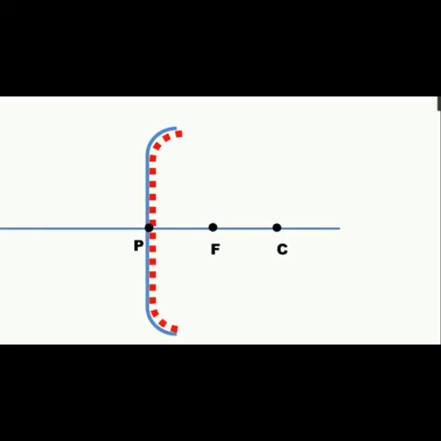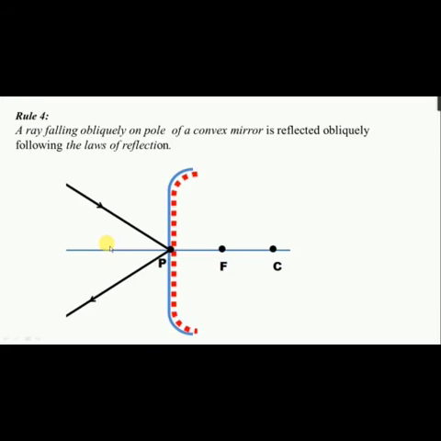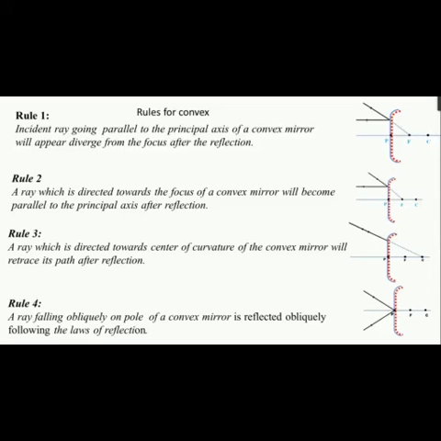And rule number 4, a ray going obliquely to the pole of a convex mirror will get reflected obliquely following the laws of reflection. So this angle and this angle should be equal. So for this also it will get reflected obliquely, and for this ray also it is getting reflected back obliquely. So this is rule number 4. Now these are all the rules together. You can pause the video and copy the notes.